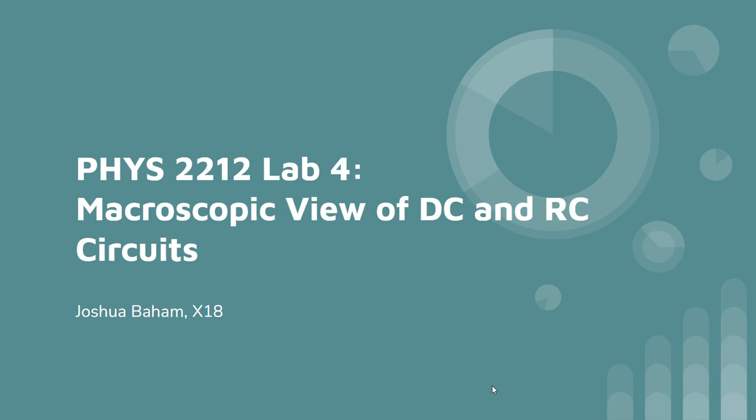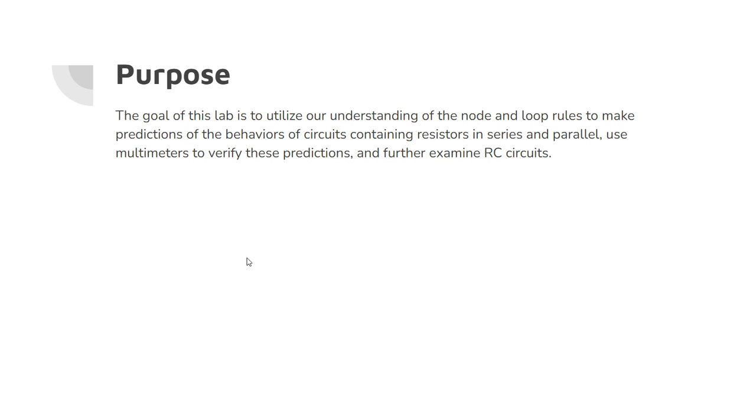Alright, hello everyone. This is Physics 2212 Lab 4, where we're going to be exploring DC and RC circuits. The purpose of this lab is to utilize our understanding of node and loop rules, as we've been learning over the past few weeks, to make predictions on the behaviors of circuits that have resistors in series and parallel.